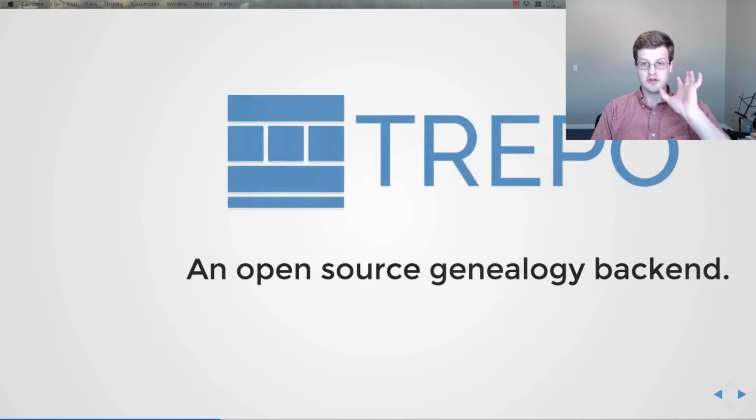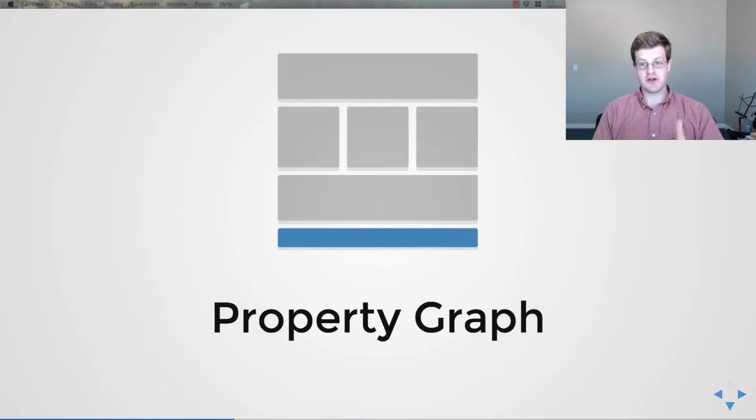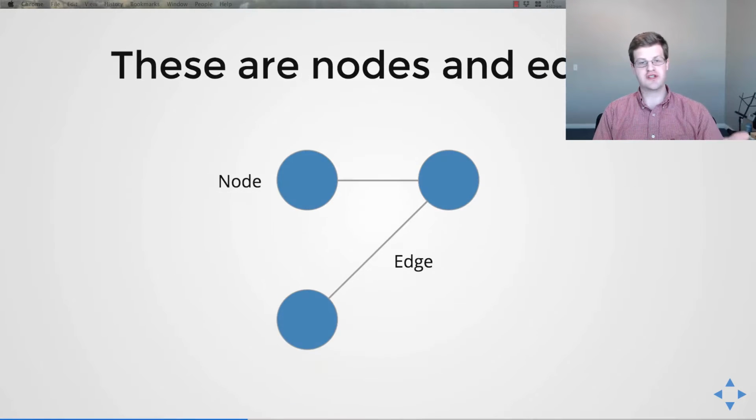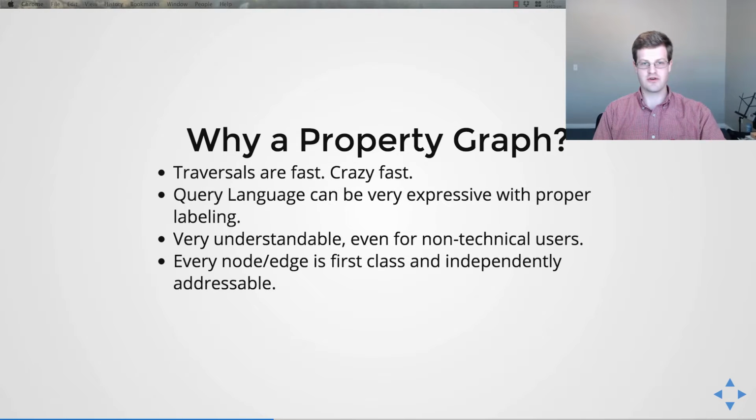So, took all of that under consideration and designed and built Trepo, an open source genealogy backend. Not sure if backend is the most appropriate word. Meh, whatever. So, it starts with a property graph. You got nodes and edges. You can store data on those nodes and edges. Traversals are good. It's expressive, understandable.